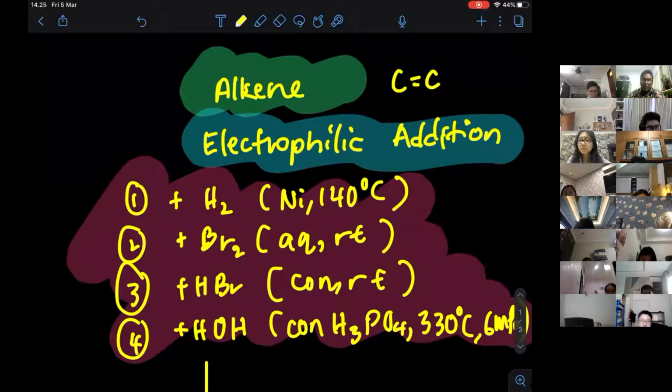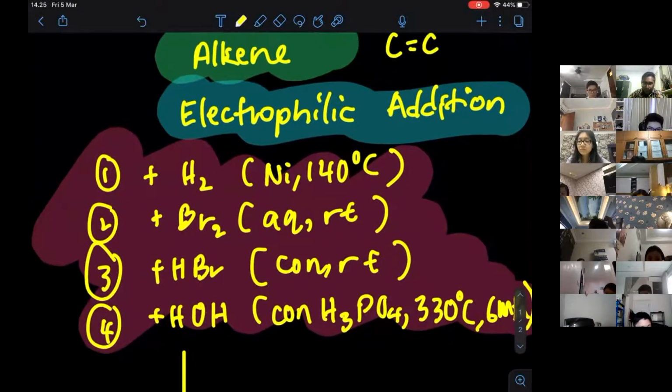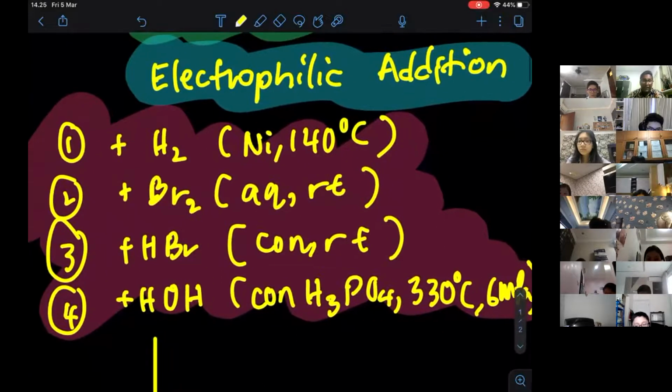So we have what we call electrophilic addition. We have 4 types of electrophilic addition: addition with H2, addition with Br2, Cl2 or I2, addition with HBr, HCl, HI, and addition with steam. All of them have their conditions.